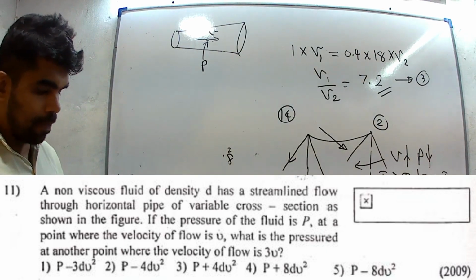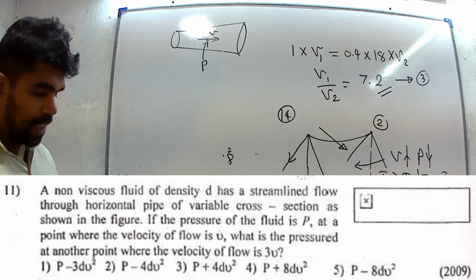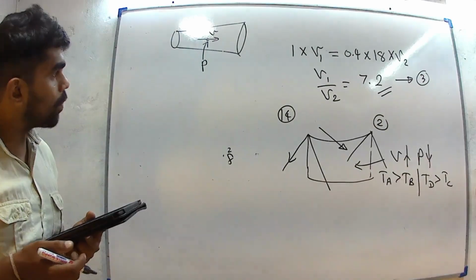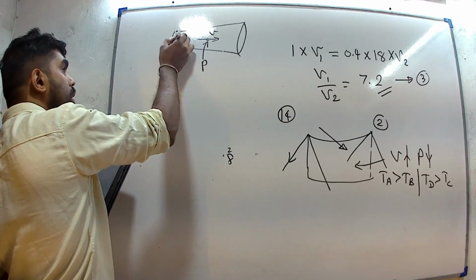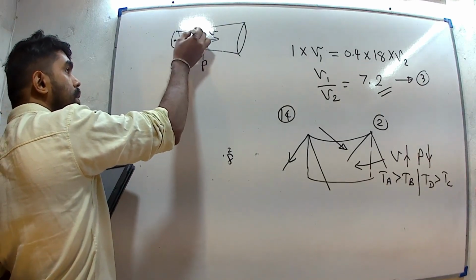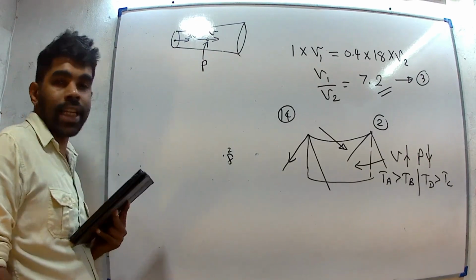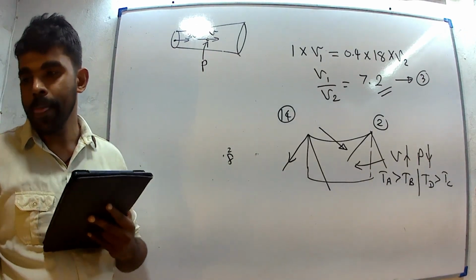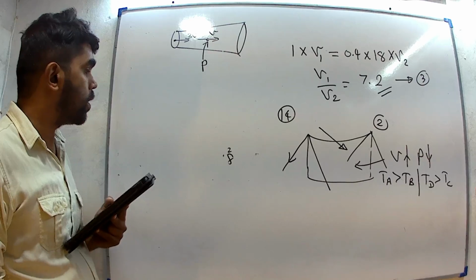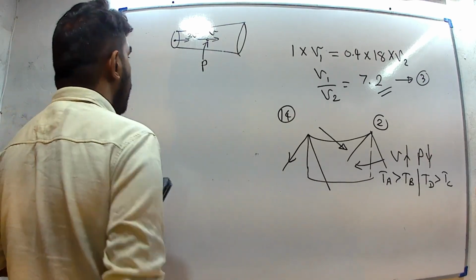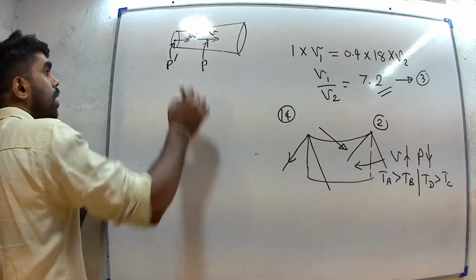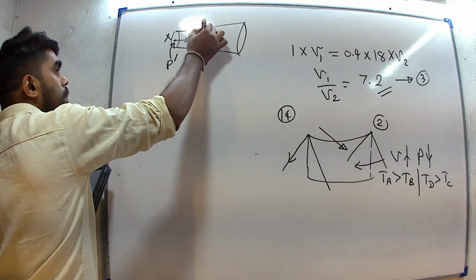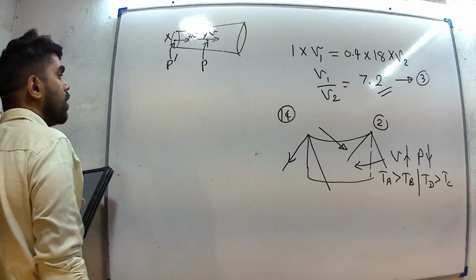What is the pressure at another point where the velocity is 3V? We have to find the pressure at a point with velocity 3V. It should be a point like this, because we know that when cross-sectional area decreases, velocity increases. We have to find the pressure at this place. I will consider it as P dash. Now we can use Bernoulli's principle between points x and y.